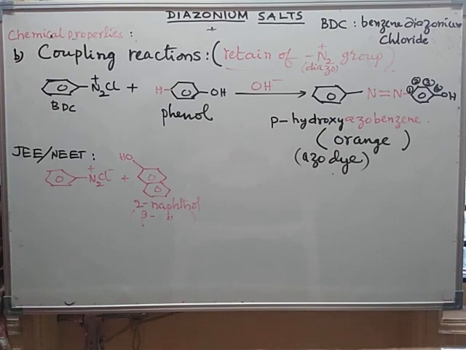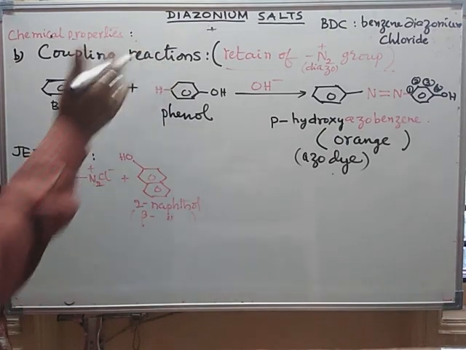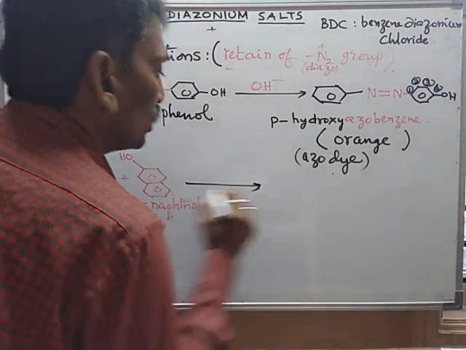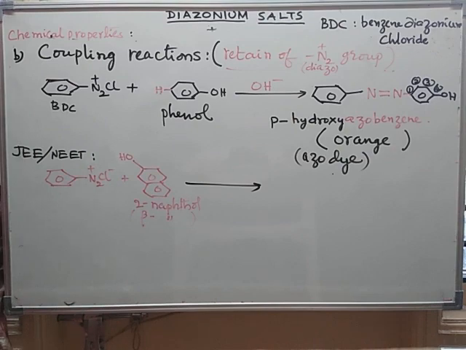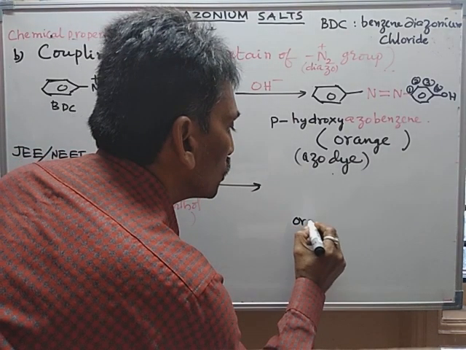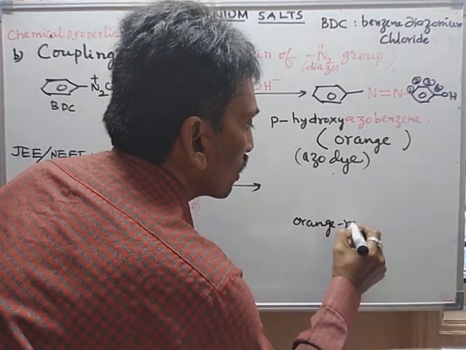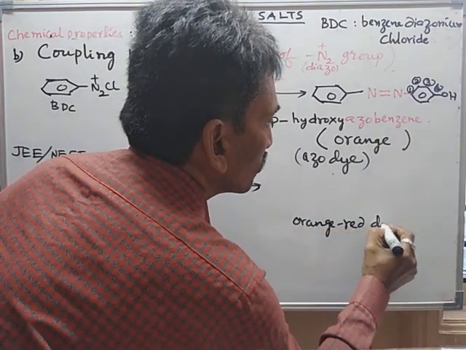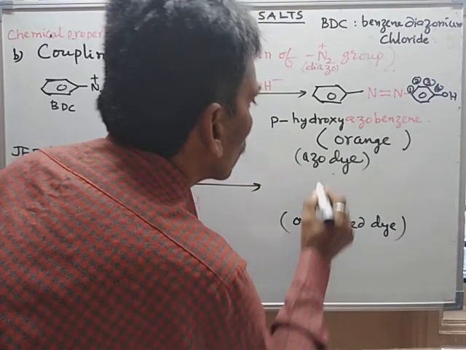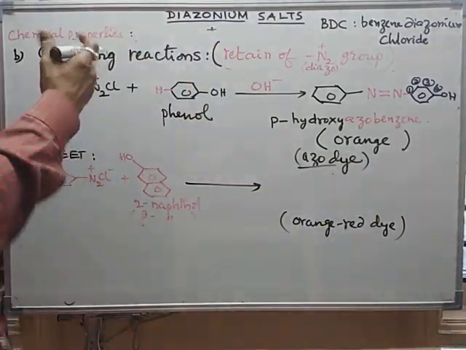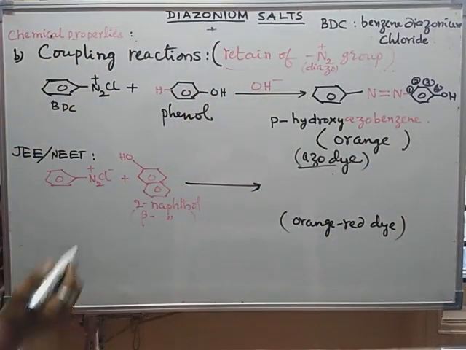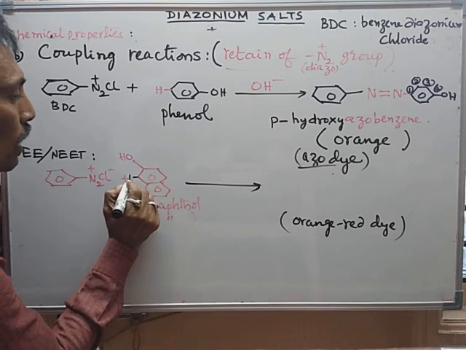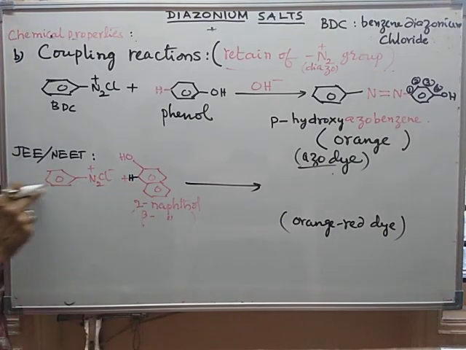In this case, how do you apply the knowledge from the first case to the second case? Here also, an orange red color dye is formed. Orange red color dye is produced. These dyes are known as azo dyes, and this reaction is called a coupling reaction, and this is the right position to attach this N2 group.